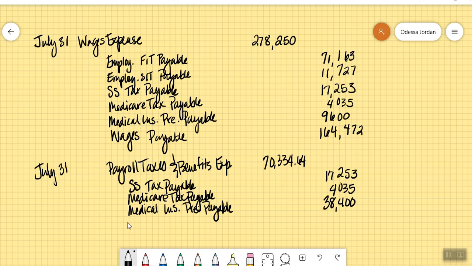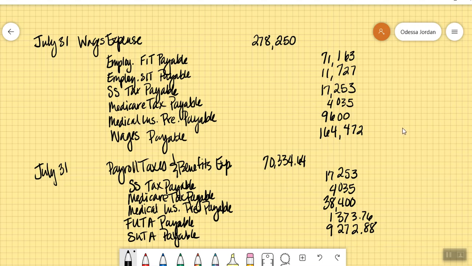Then we have the federal unemployment tax payable, and that comes out to be 1373.76. And then the SUTA, which is the state unemployment tax payable, and that's 9,272.88. So we can see how all of these expenses ended up coming up to 70,334, and that's the employer's amount there.